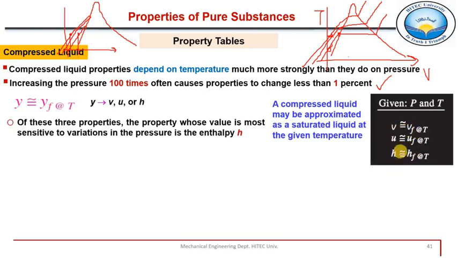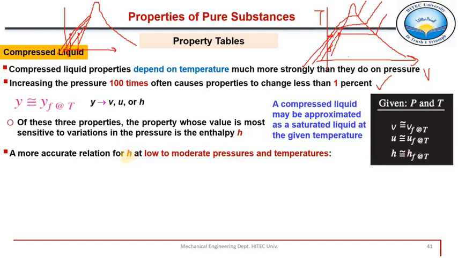Of all these thermodynamic properties, enthalpy is one property which has a stronger dependence on P, because H is given by U plus PV. So in the case of H, we may have more error if we use this assumption, because H also accounts for the effect of pressure. It's not just U, because U depends only on temperature, but H also has some dependence on pressure.